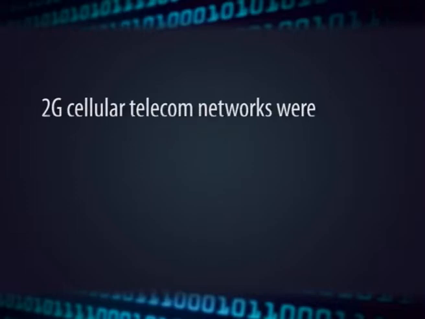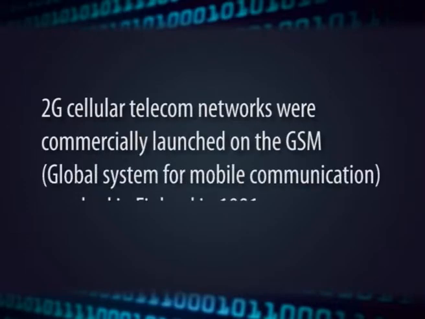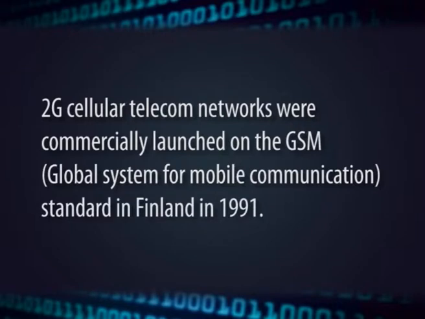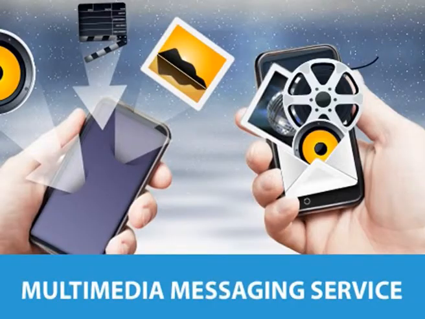2G cellular telecom networks were commercially launched on the GSM, Global System for Mobile Communication, standard in Finland in 1991. 2G networks allow for much greater penetration intensity. 2G technologies enable the various mobile phone networks to provide services such as text message, picture message and MMS, multimedia message. 2G technology is more efficient.